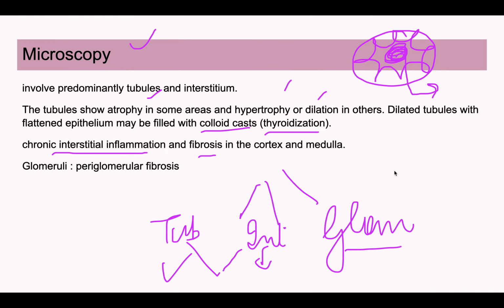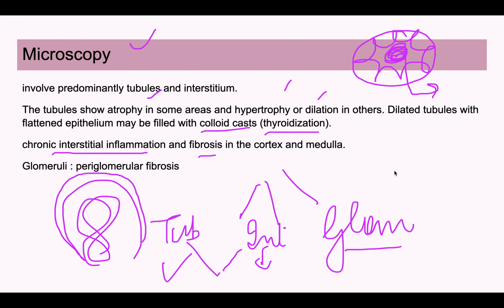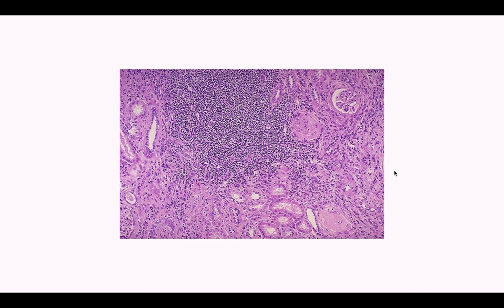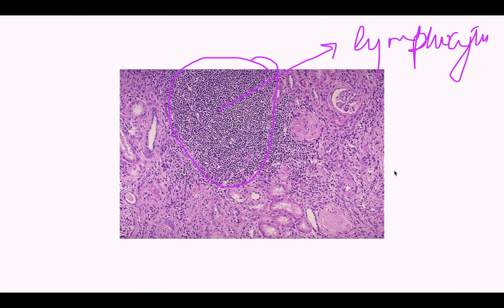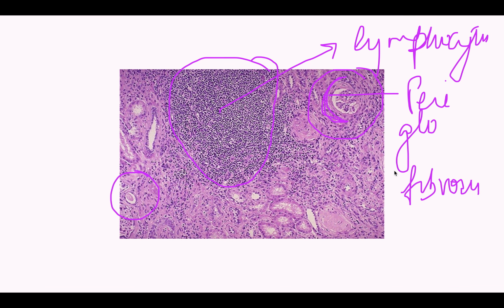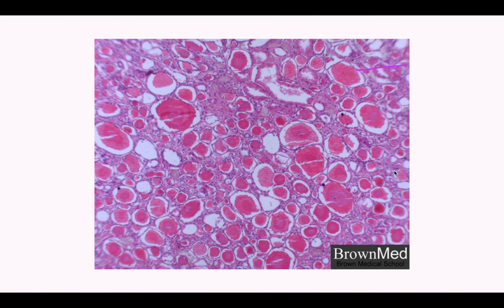Glomeruli, mostly what they will show is periglomerular fibrosis. Around the glomeruli there will be periglomerular fibrosis present. So here you can see in this diagram, this is your interstitium, and here lots and lots of blue color, these are the lymphocytes. So interstitial inflammation is present. Then this is your glomeruli. Glomeruli shows fibrosis; that means periglomerular fibrosis is present. And then you have your tubules. In tubules, you can see very clearly the eosinophilic material which is present. This eosinophilic material is known as thyroidization of the tubule.